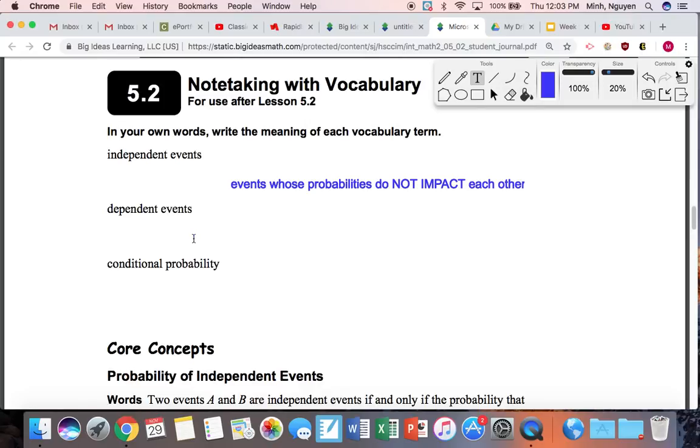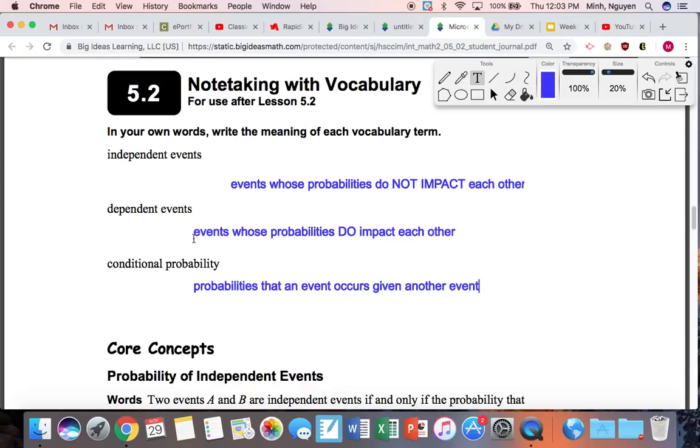So that's it for independent events. And for dependent events, they are events whose probabilities do impact each other. And lastly, conditional probability is the probability that an event occurs given another event. I know it sounds kind of dicey, but when I give you examples, hopefully they clear up. So moving on, let's get into some examples.